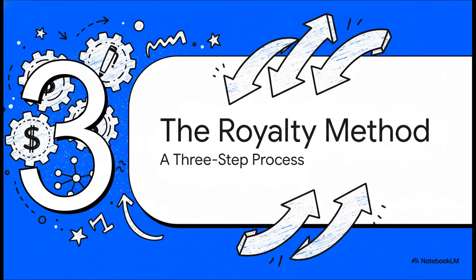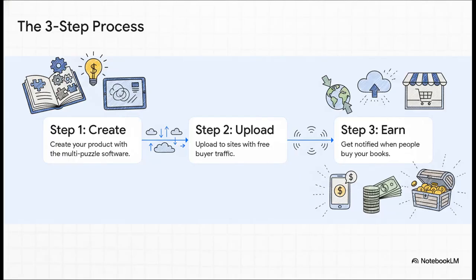Well, according to the source, it all boils down to a super simple 3-step method. And here they are. Step 1, create. Step 2, upload. Step 3, earn. The messaging is all about making it sound incredibly easy, but you really got to pay attention to Step 2, upload to free buyer traffic sites. That's a huge piece of the puzzle, and a really critical claim that the marketing material kind of glides over.